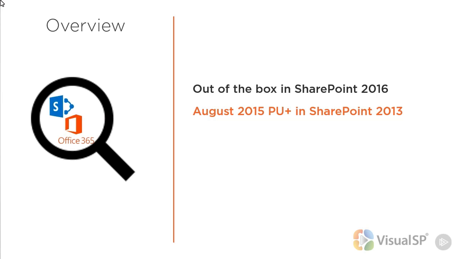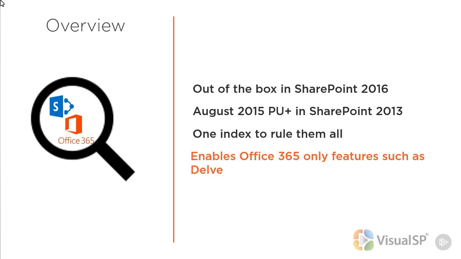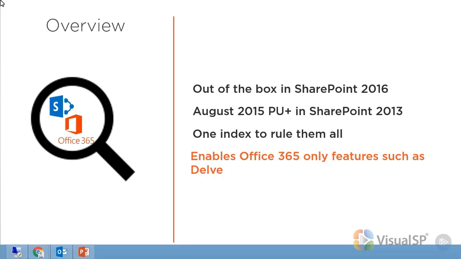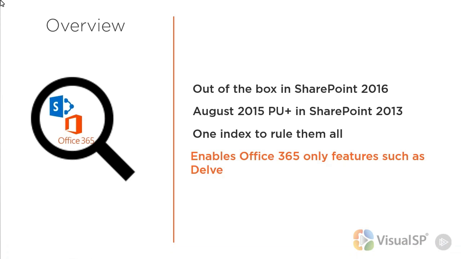In a cloud hybrid search, you only have one index file hosted in SharePoint Online. You don't have an index file for on-prem and an index file for SharePoint Online anymore. You only have one index. However, the advantage of only having one index is that you can enable Office 365-only features such as Delve, for example.